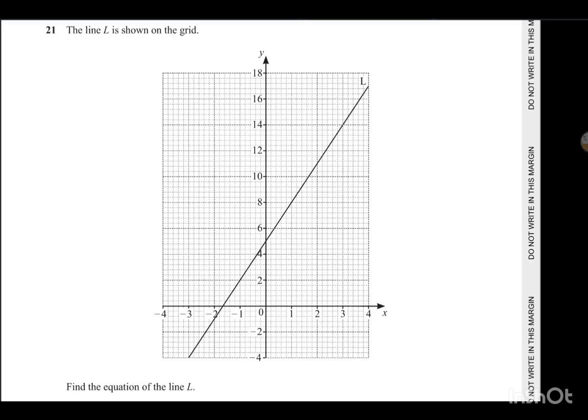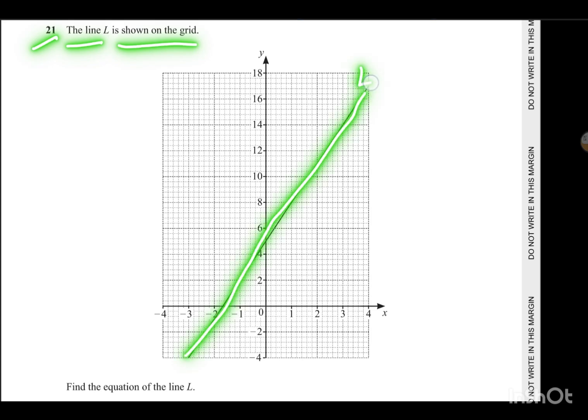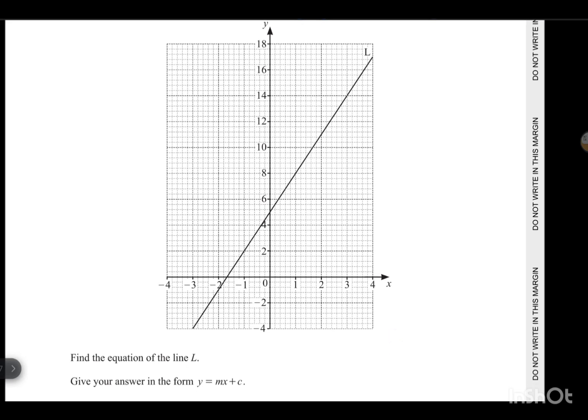Sorry. Question number 21. The line L is shown on the grid. This is the line L. Find the equation of the line L. Give your answer in the form y is equal to mx plus c. So for this, you need to find the gradient of the line and also the y-intercept.